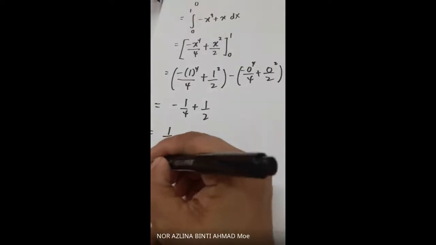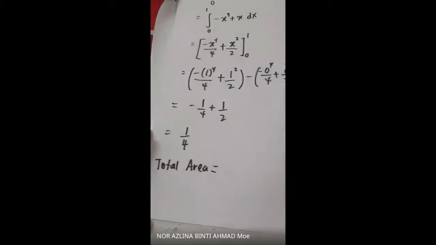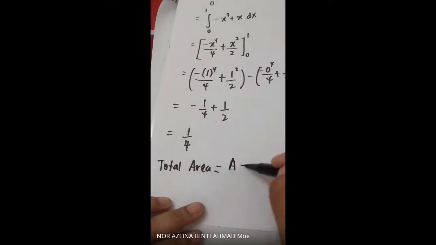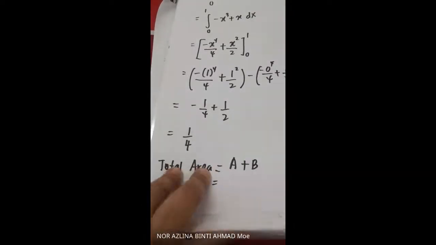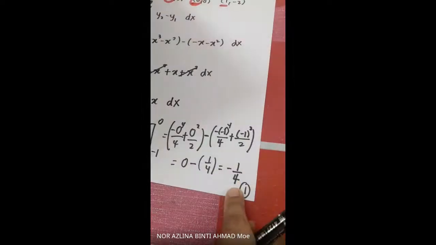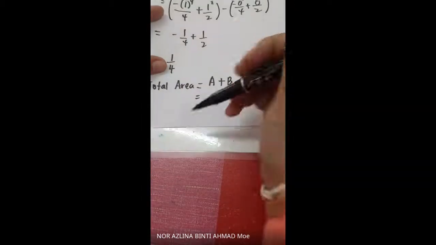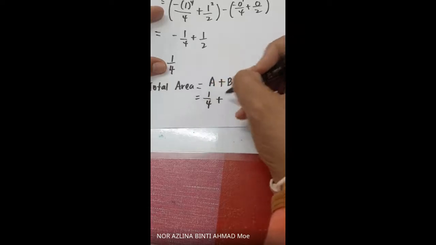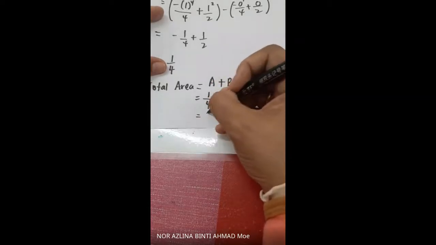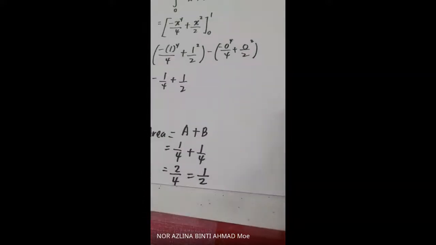And now, total area is A plus B. Just now, you get negative 1 over 4. But no need to write negative because this is area. So area is 1 over 4. 1 over 4 positive plus 1 over 4. This is 2 over 4. And simplify, the answer is 1 over 2.